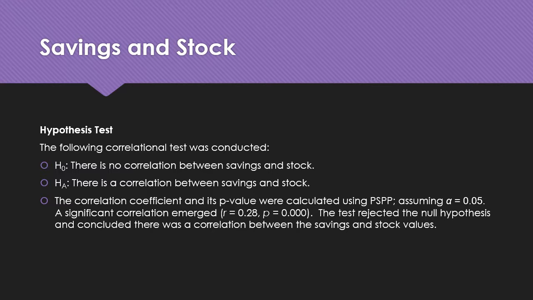Next up is savings and stock. The null hypothesis in this case is there is no correlation between savings and stock. The alternative hypothesis is that there is a correlation between savings and stock. The correlation coefficient in this case was 0.28, which is not the weakest correlation we have so far, but it's not as strong as a pure positive correlation. But it's enough to reject the null hypothesis, especially since the p-value is 0. We can conclude that there is a correlation between the savings and stock values.